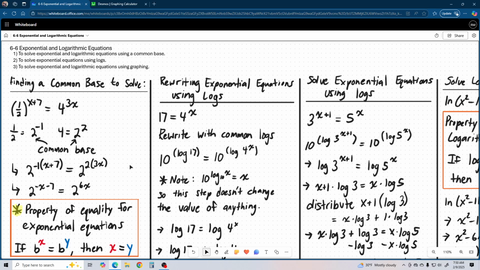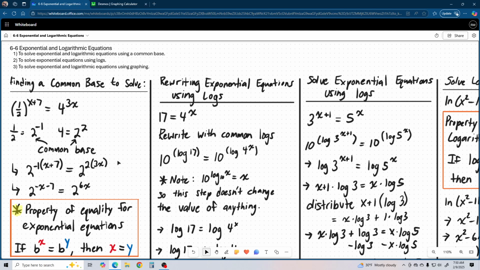Hello everybody, welcome to 6-6 Exponential and Logarithmic Equations. Today we are going to learn to solve exponential and logarithmic equations using a common base. We're going to solve exponential equations using logs, and then we're going to solve exponential and logarithmic equations using graphing.